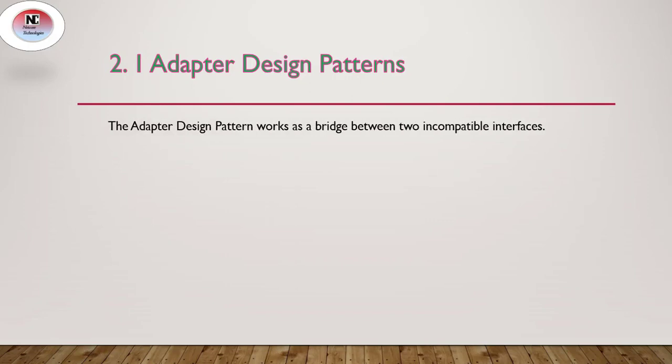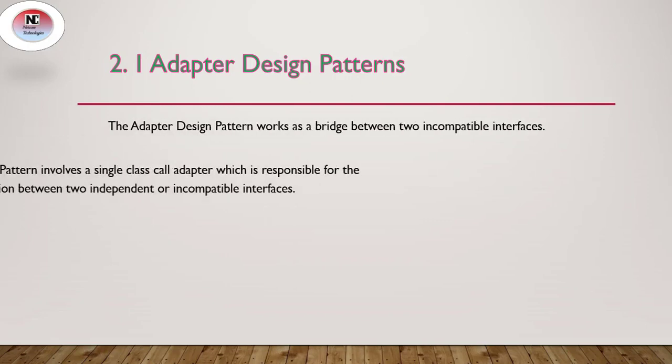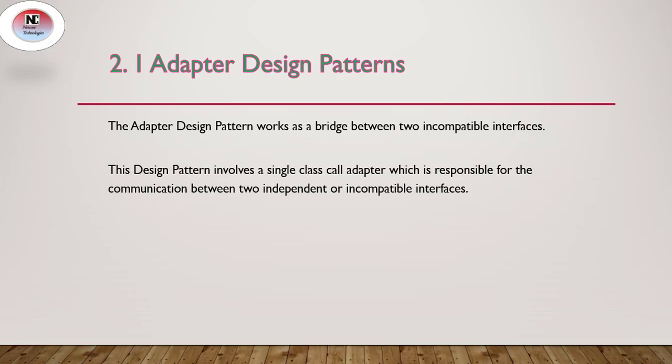The adapter design pattern works as a bridge between two incompatible interfaces. This design pattern involves a single class called adapter, which is responsible for the communication between two independent and incompatible interfaces. It has 4 components. First is client, second is target, third is adapter, and fourth is adaptee. Client. The client can only see the target interface.